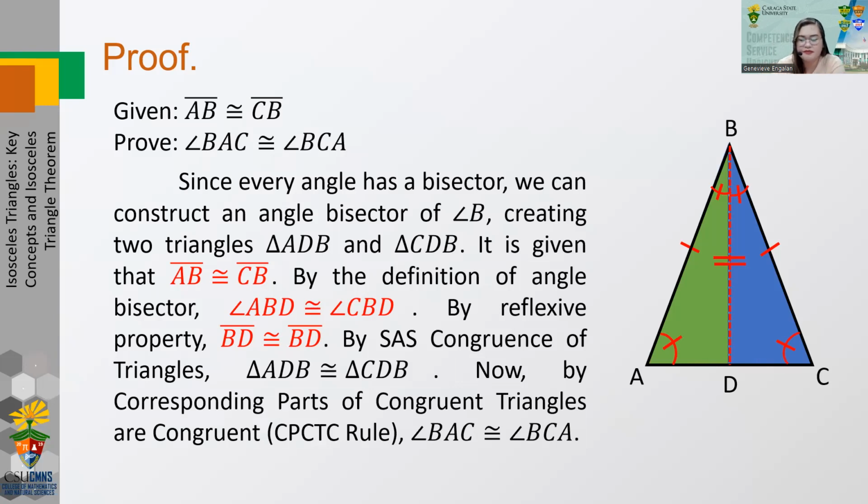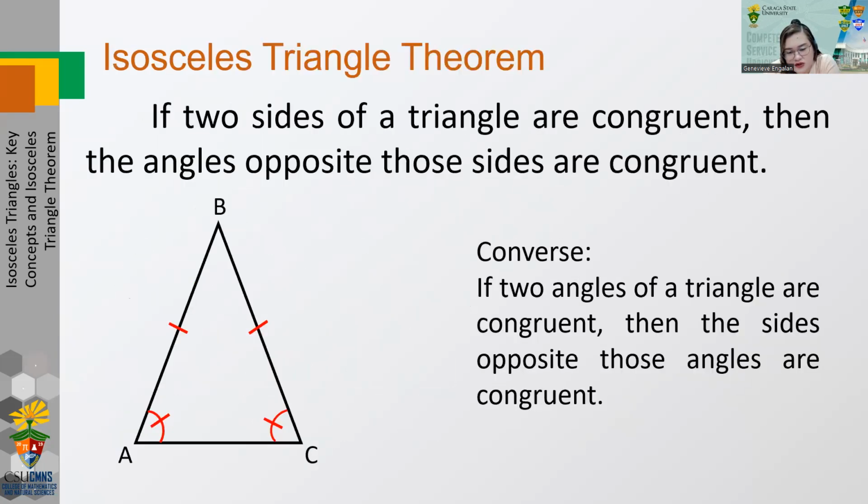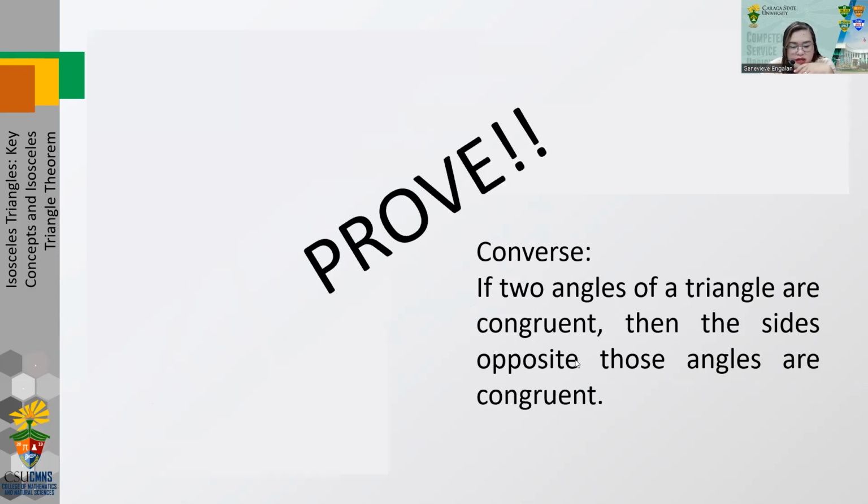Naka-follow ra ba? So, you can use, okay, so pwede ta converse. Okay, so, ang converse ani is if two angles of the triangle are congruent, then the sides opposite those angles are congruent. So, this is your exercise.